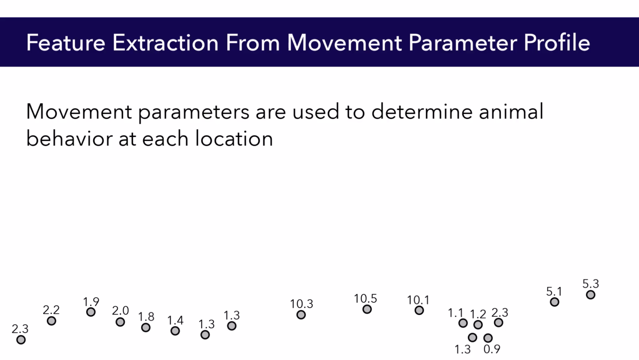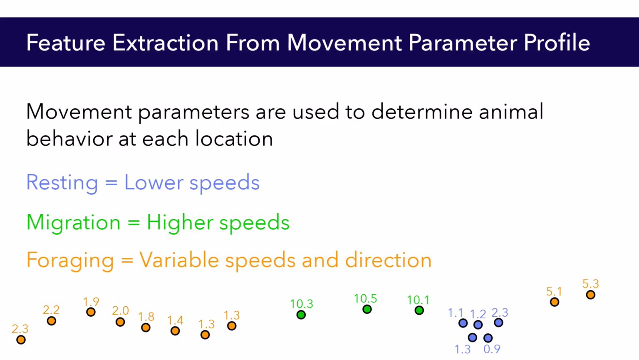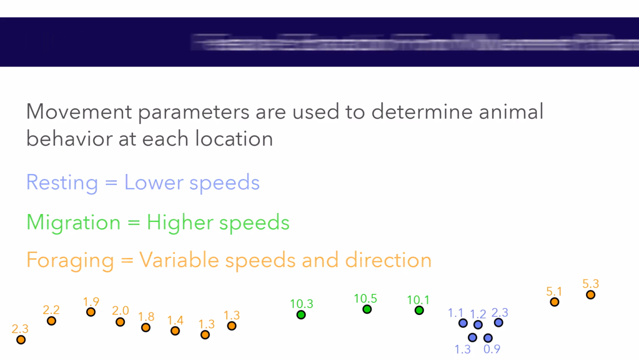For example, resting behavior can be identified by stops or points at zero or very low speeds. Migration flights exhibit higher speeds and a directional movement with lower turn angle values. Foraging represents points with variable speeds that might exhibit more changes in movement direction to search for food.